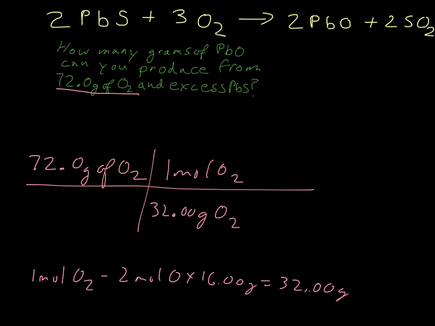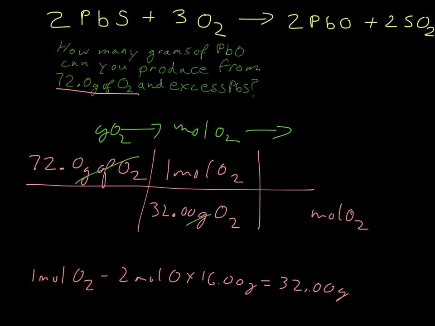Okay, did you pause me and try it on your own? Hope so. All right, now I continue. 72 grams of oxygen, 1 mole, 32. I've gotten rid of grams of oxygen, and I now have moles of oxygen. I don't want moles of oxygen, so I know my next step is going to involve getting rid of moles of oxygen. The only way I can switch substances is to use a chemical equation to convert moles of one substance to moles of another substance.